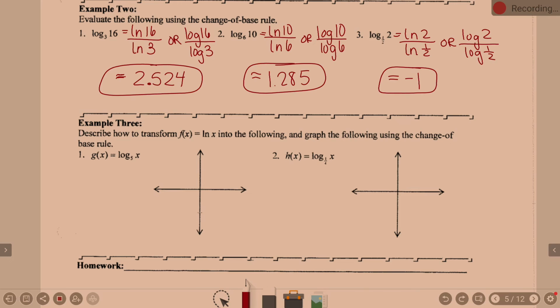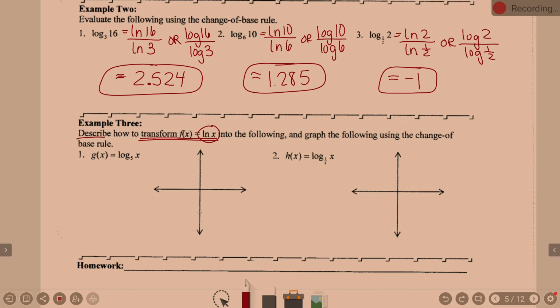Okay, so notice it says describe. So we're going to be using words here. And it's asking us to describe how to transform the natural log of x into the following. So we're going back to our good old transformations. We did a lot with them in algebra. We've done some with them in pre-calc, right? And in order to do this, it asks us to use the change of base rule. And here's why we're using a change of base rule. It wants us to transform the natural log of x.